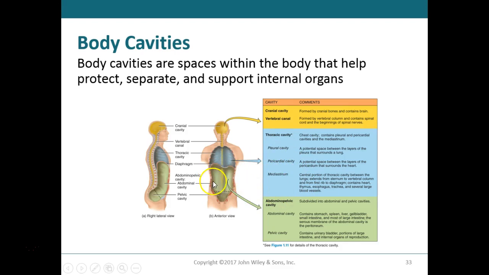The abdominal cavity, okay, so the abdominal cavity is further divided into abdominal and pelvic. So this is the abdominopelvic cavity. I misspoke a while ago. The whole thing is abdominopelvic. The upper part is the abdominal and the lower part is the pelvic. Okay, so as you're looking at these cavities in a lab, be sure that you're paying attention to what organs are found in each of these cavities as well.